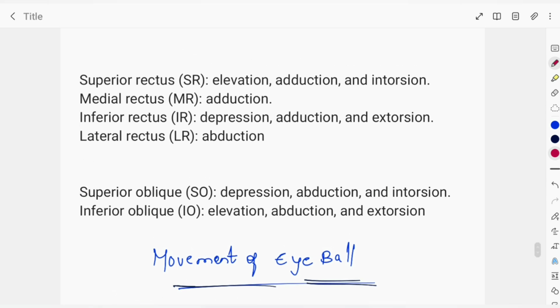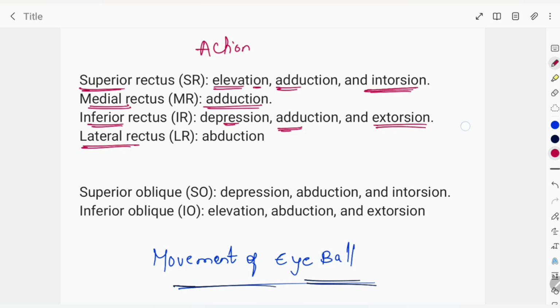Now if we talk about the muscles, superior rectus, the actions are elevation, adduction and intorsion. Okay, you have to remember this. Medial rectus, only one action, that is adduction. Inferior rectus is opposite to superior rectus. What is the opposite of superior rectus? Elevation is done by superior rectus, so it is showing depression. Adduction, same way, and instead of intorsion, it is showing extorsion.